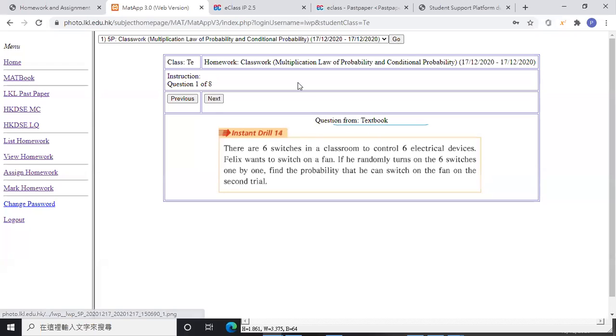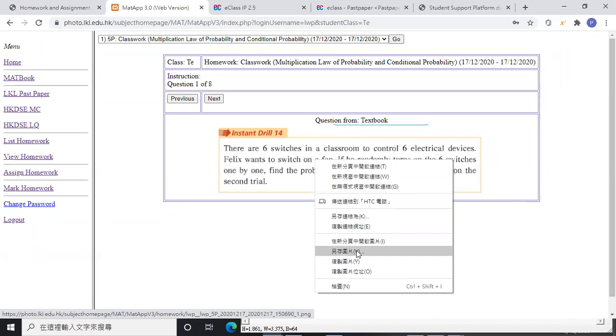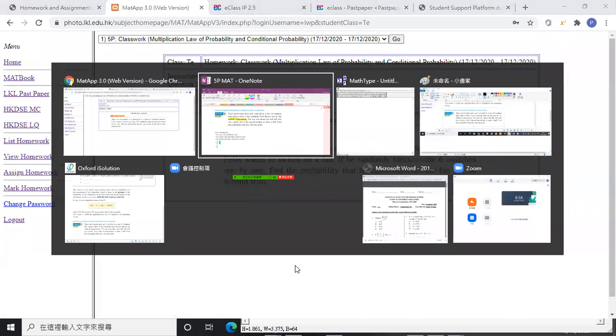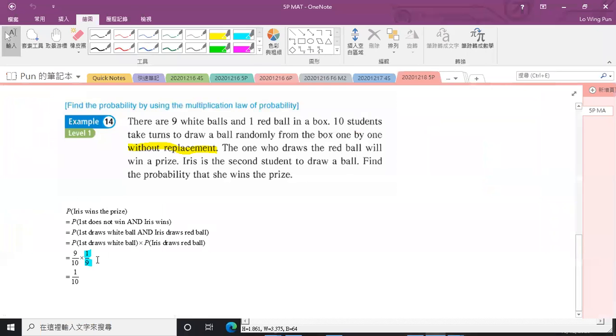Okay, so that is the latest classwork, instant drill number 14. I'll give you 2 minutes to do this.